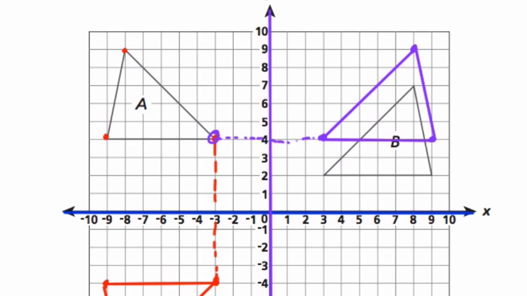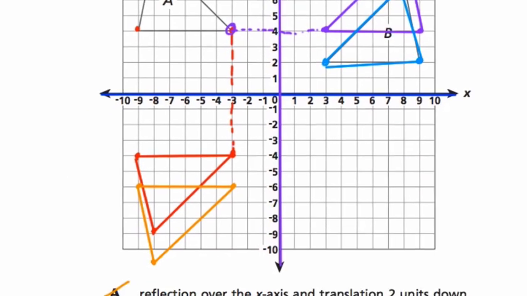But then they say translation 2 units down, and if we look, that does give us a match, right? We take this vertex and we shift it down 2 places to get this one. This vertex shifts down twice here, and this twice to here, which gives us this new triangle, this image of A. So in these kinds of situations, what you might do is just test out the sequence to really understand what's happening. And so the answer is B.